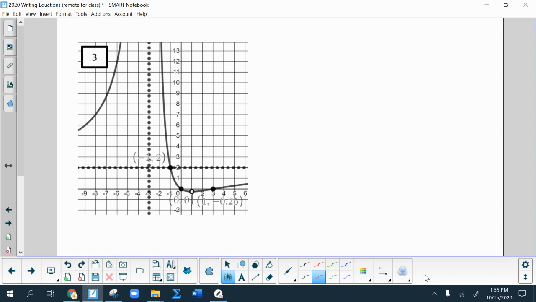Hi everyone, this is problem number 3 from the writing equations activity from class. We'll do number 3 and number 4 in 2 separate videos. So this is number 3, and we're going to just start off by writing out the important information that you should have in your numerator and your denominator of your rational function.